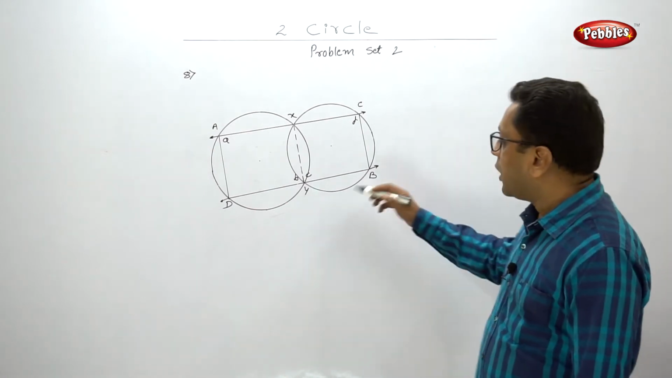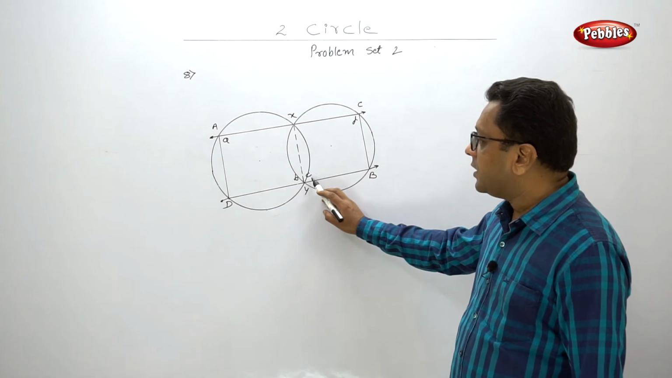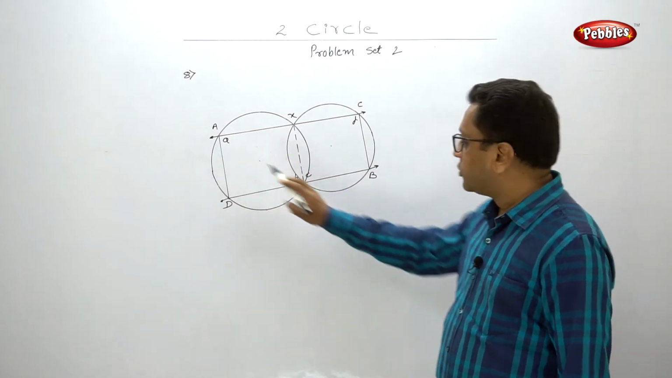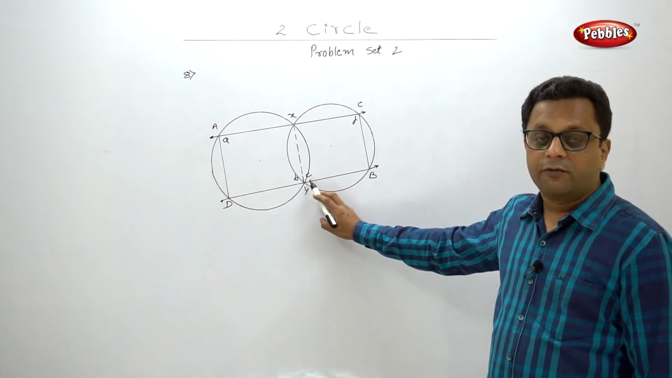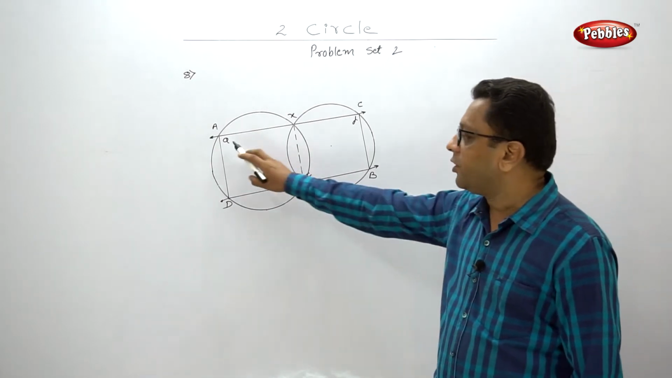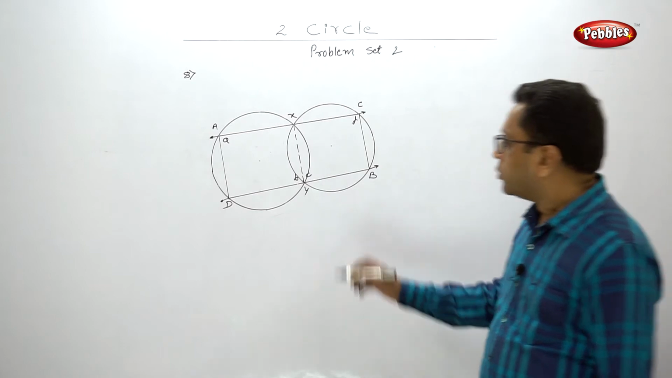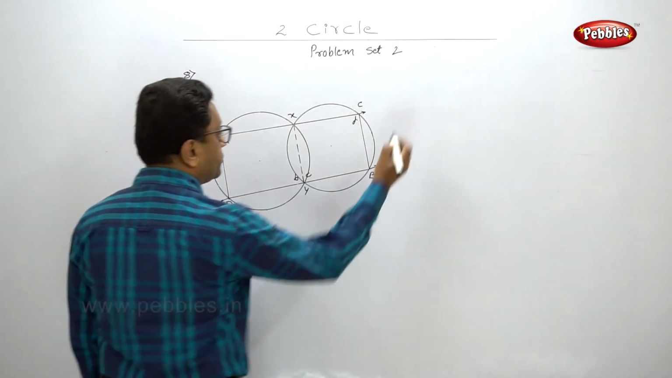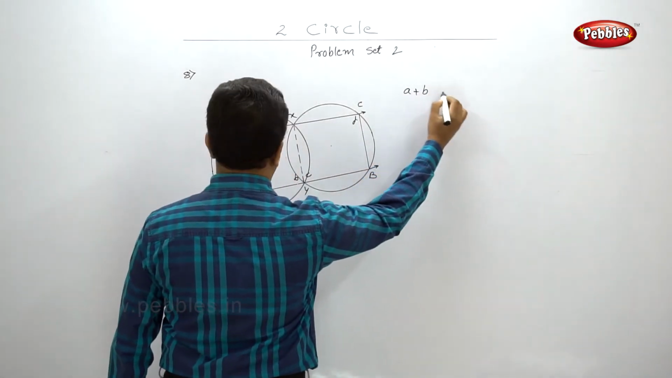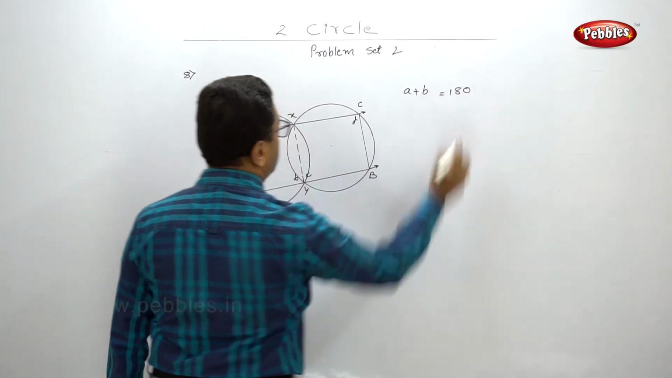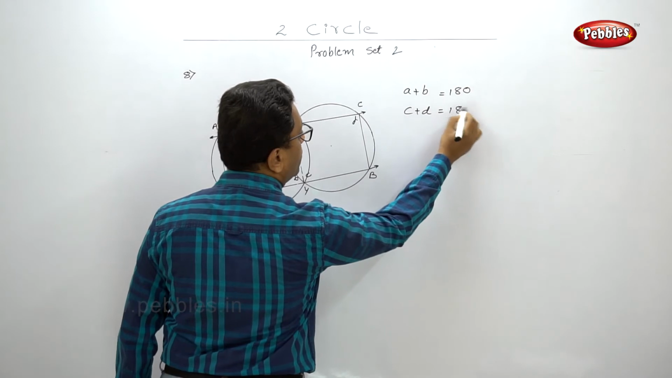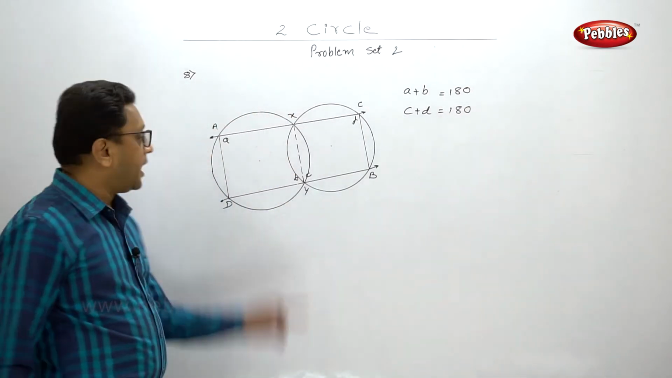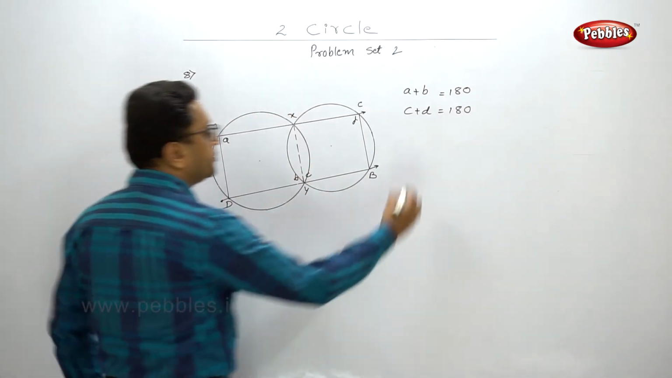Correct? Now, this angle C is equal to angle A because this is the exterior angle of the cyclic quadrilateral, which is equal to the remote interior angle. So here I have A plus B is equal to 180. Similarly, C plus D is equal to 180. But I know that A is equal to C.